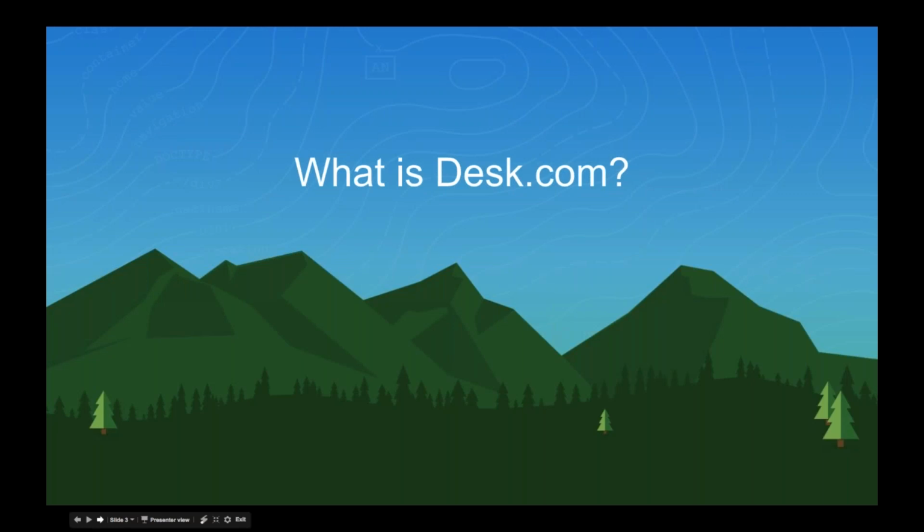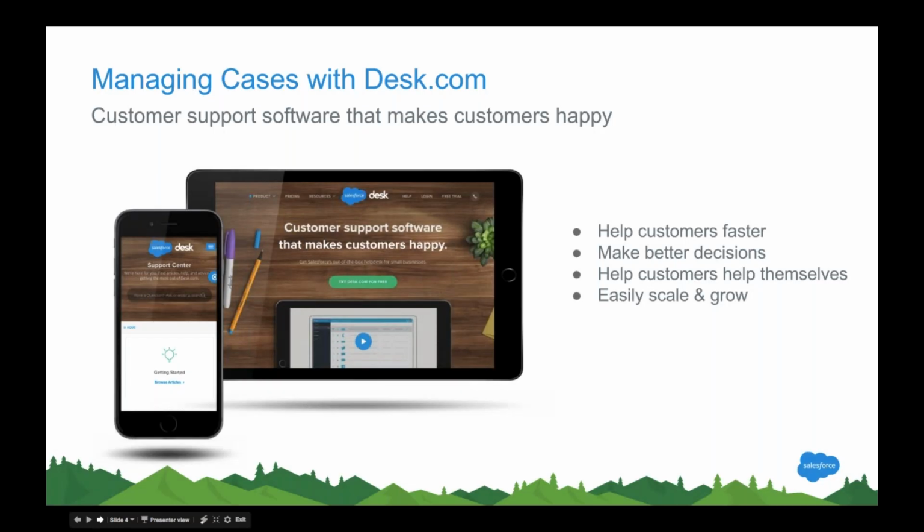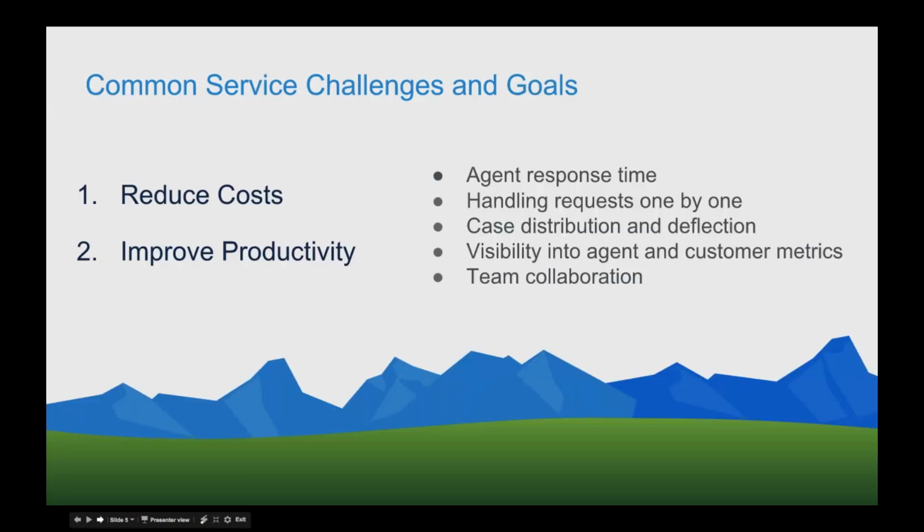So first, what is Desk.com? Desk.com is a configurable service solution that allows you to manage your cases and customer inquiries. The app focuses on common service problems and goals as well, such as cost reduction and productivity improvement. So whether you're looking to capture metrics like average response time, or if you're looking to update cases with more automation, Desk.com case configurations can help you improve your processes, allowing you to help your customers faster.